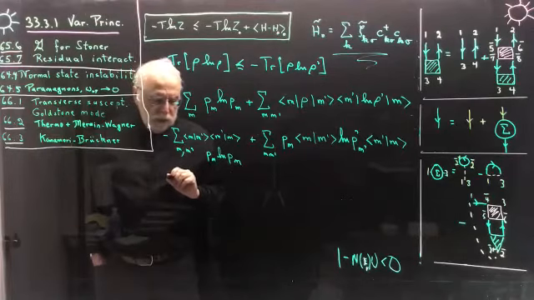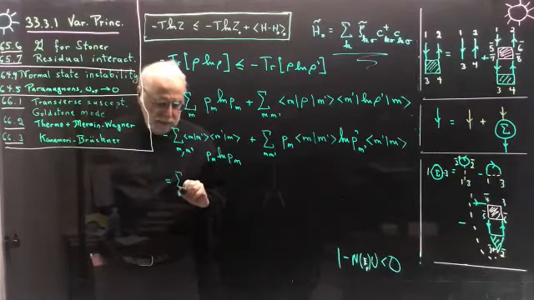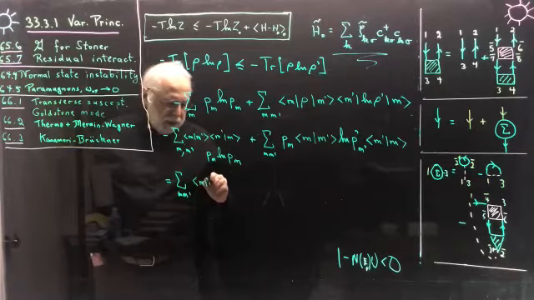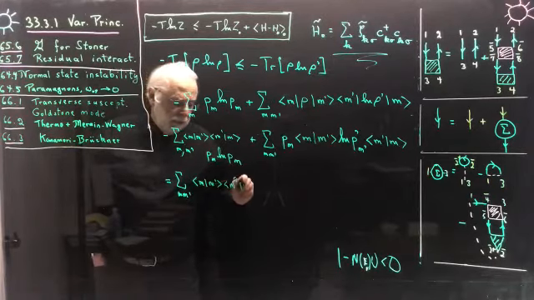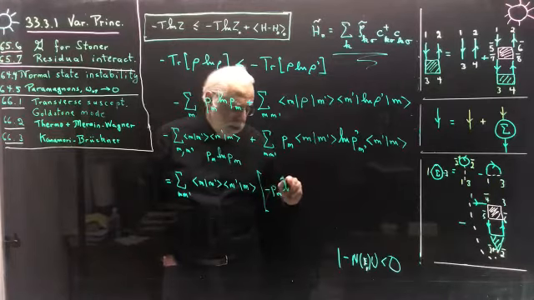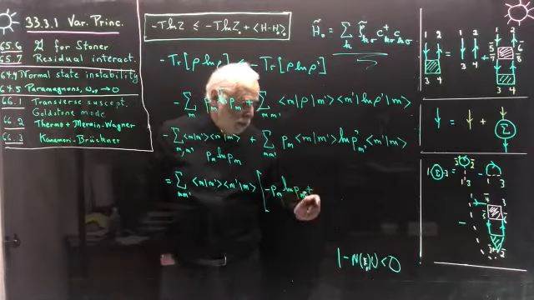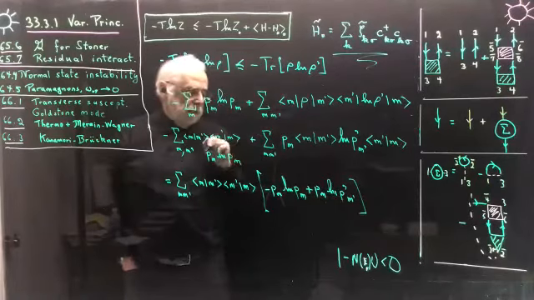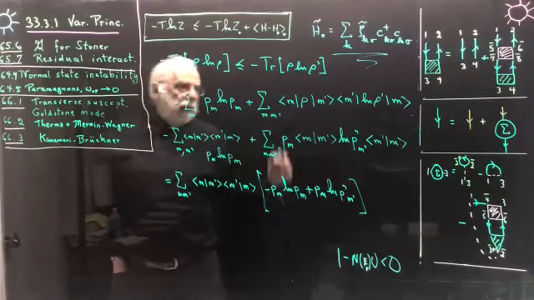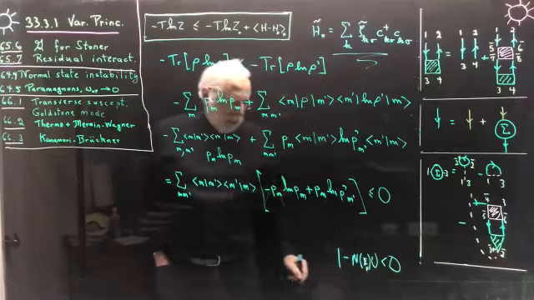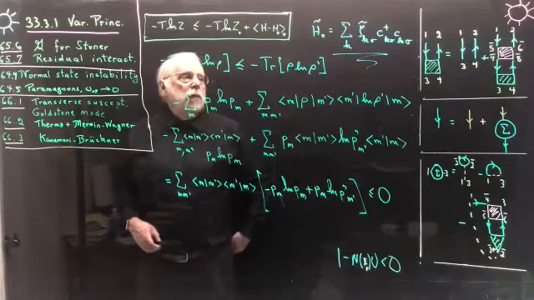That's the idea. So this is equal to the sum over m prime of the modulus squared of m prime m, times minus Pm log of Pm plus Pm log of P prime m prime. And this was on the left-hand side, so that's less than or equal to 0.